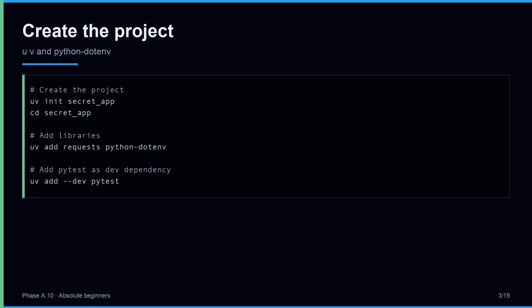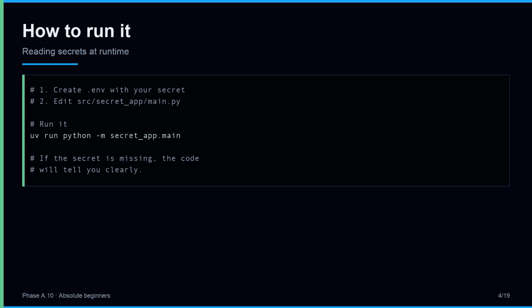First, create the .env file at the project root and put your secret inside. Then edit main.py to read that file at runtime. Run with uv run python -m secret_app.main. If the secret is missing, your code should fail with a clear message, not a confusing traceback. We write exactly that pattern today.